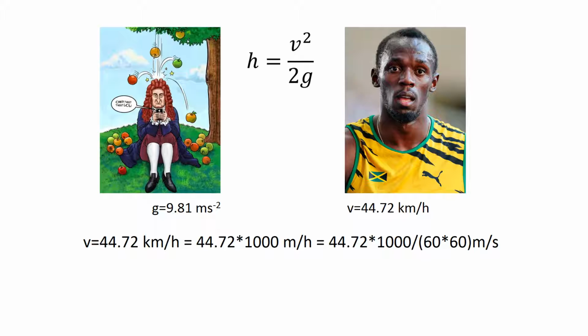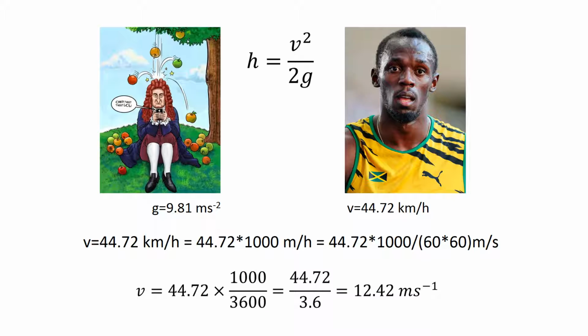Which is this: 44.72 kilometers an hour is 44.72 times 1,000 meters per hour, because there are 1,000 meters in a kilometer. And then, because it's per hour, we need to divide by the number of seconds in an hour. The number of seconds in an hour is 60 times 60: 60 seconds in a minute, 60 minutes in the hour. If we do that, we get 12.42 meters per second.